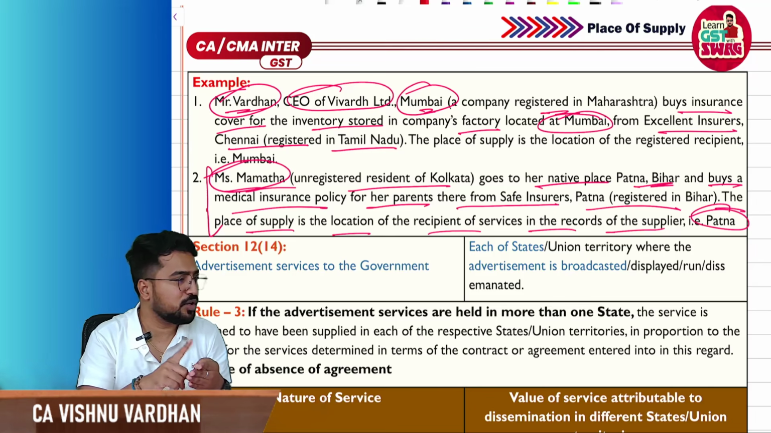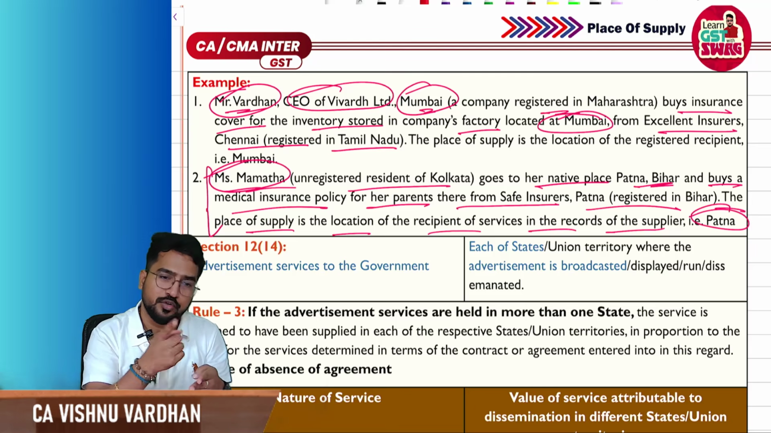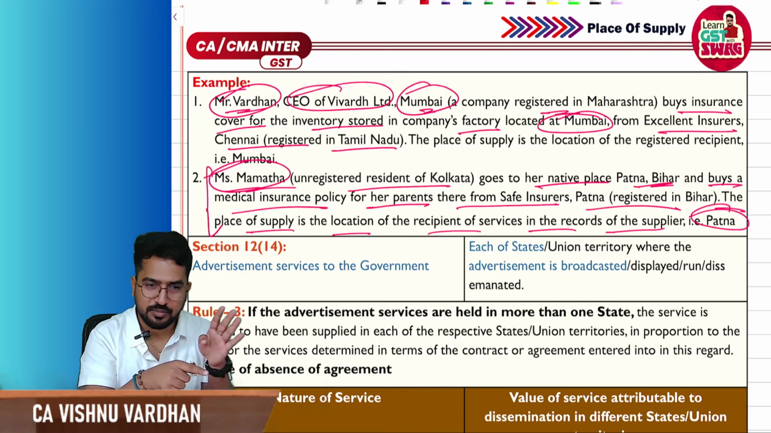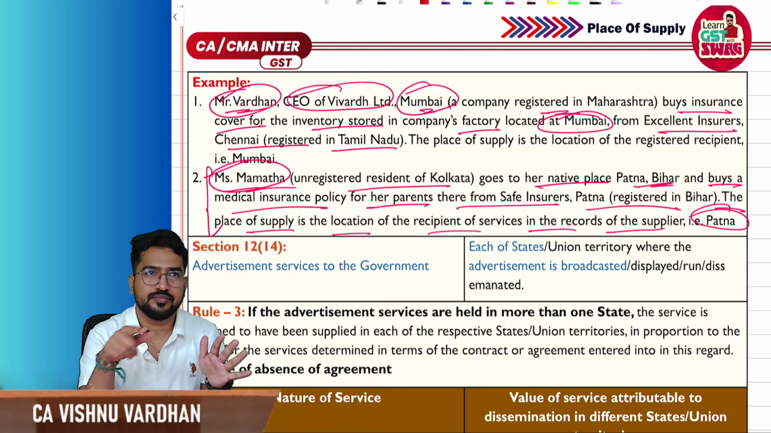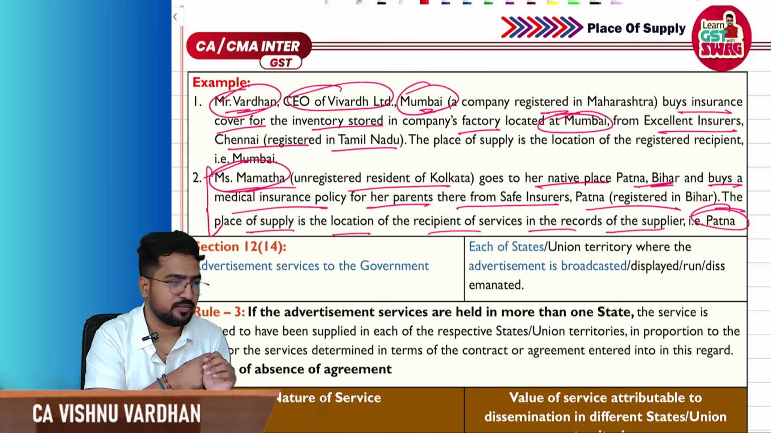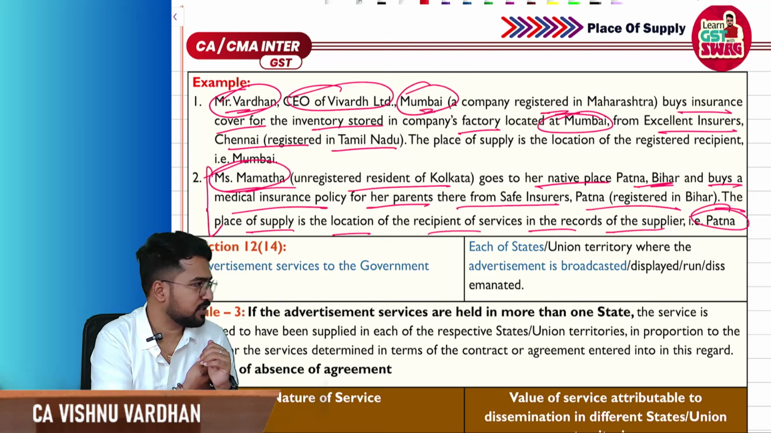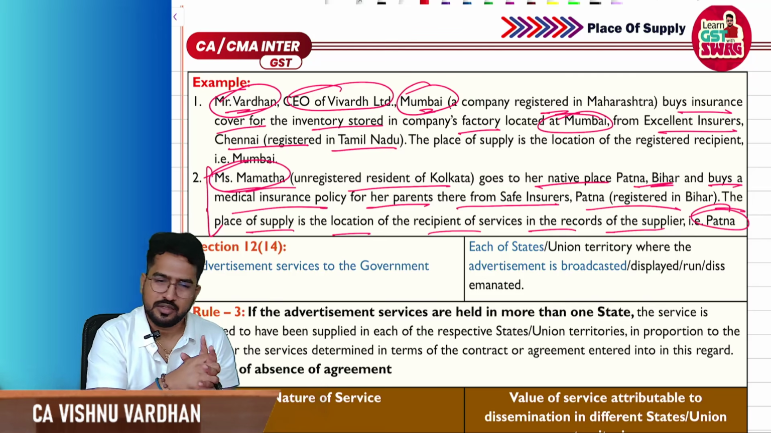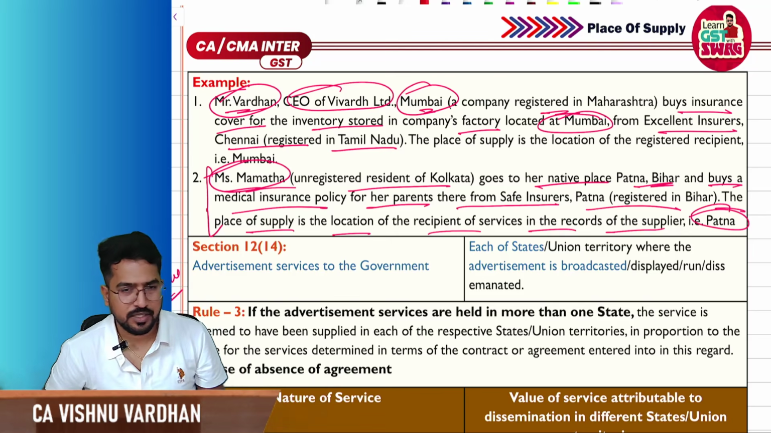10 is services supplied on board a conveyance, the scheduled point of departure of the conveyance. There it doesn't matter. 11, telecom services, all these things, it doesn't matter. 12 it doesn't matter. 13 it matters. 14 also it doesn't matter. So that is the concept. Clear? Shall we move on?